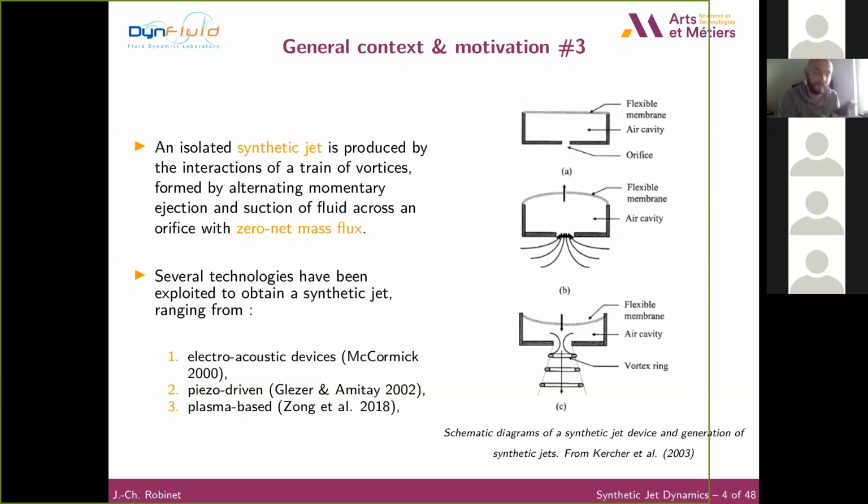And to do that, it's possible to use different technologies to obtain the synthetic jet. Typically, electroacoustic devices. It's exactly these devices used by McCormick. For example, piezo-driven, used typically by Glaser and Hamite in 2002. And also plasma facilities are possible to use to produce a synthetic jet. An example is Zhong, who used it to control the flow.